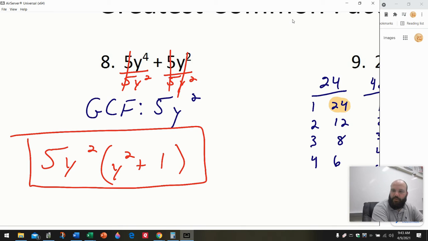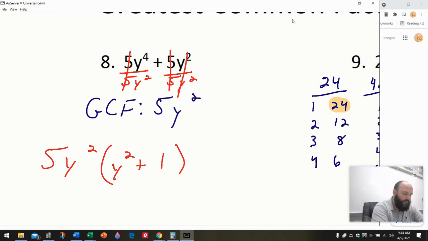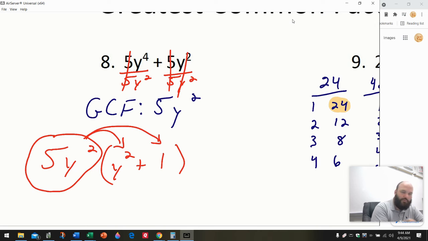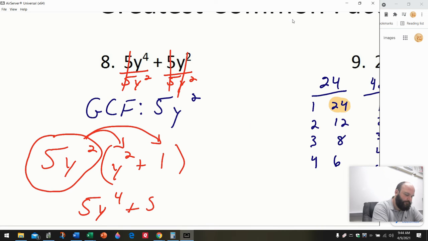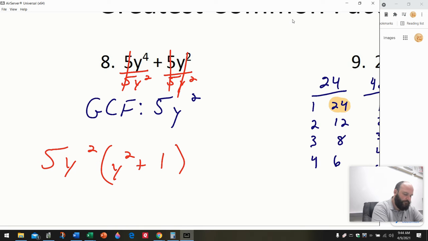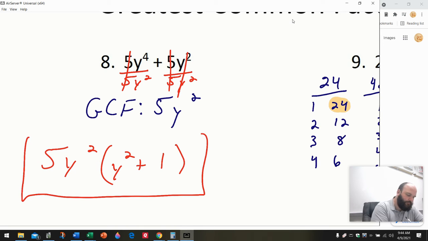Remember, just like in the previous problems, if you want to check that your answer was done correctly, you can take this GCF on the outside and multiply it back through the set of parentheses. In this case, we would have 5y to the fourth plus 5y squared. And that matches what we started with. So we're all done. There is your factored form.